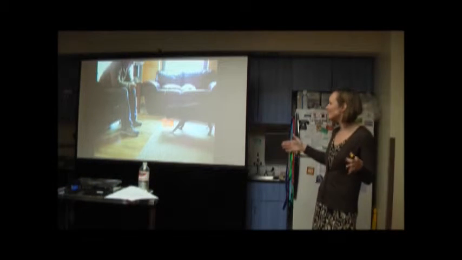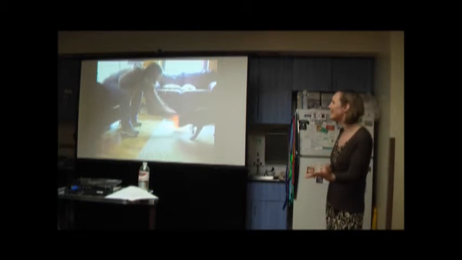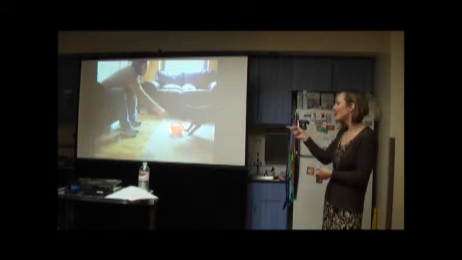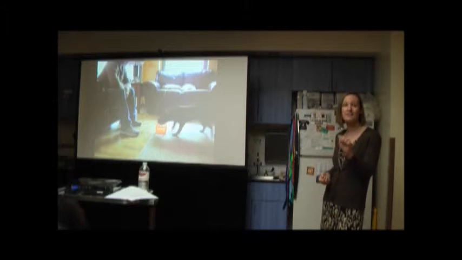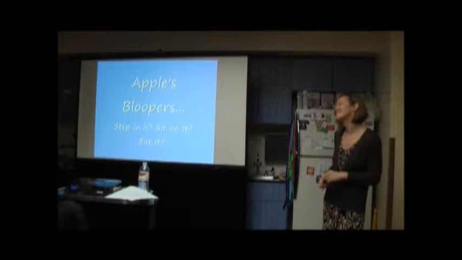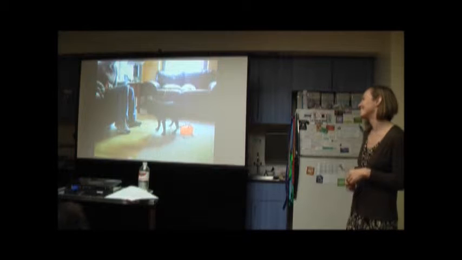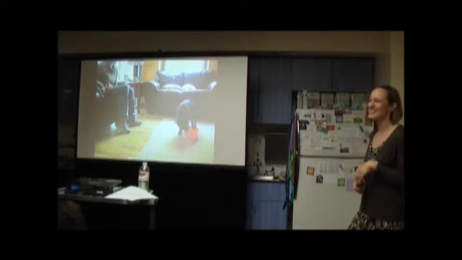So as they progress further along, I can be more specific about what I click for. In the beginning, I would have clicked for any action towards the basket. But now I'm trying to let her know, no, you have to get the handle, not just the basket itself. And that's the thing about a dog that's trained with shaping, is they start thinking, what else can I do?